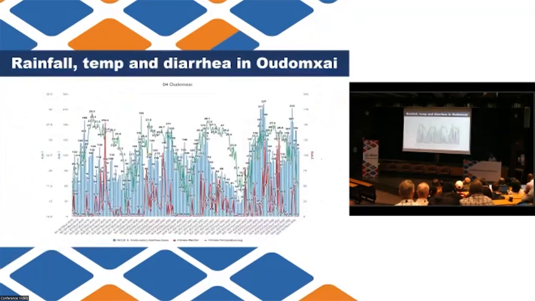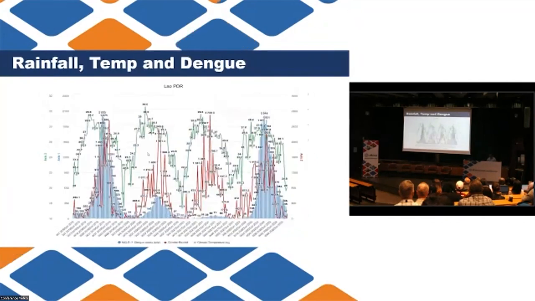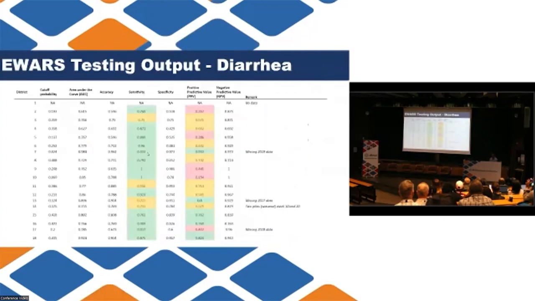So this is just an example of combining the diarrhea data in one of the places with the rainfall and temperature over the last few years, and the same thing with rainfall and dengue. This is not the district level, though the EWARS system works at district level, but these are all the provinces. In Laos, we have 18 provinces.